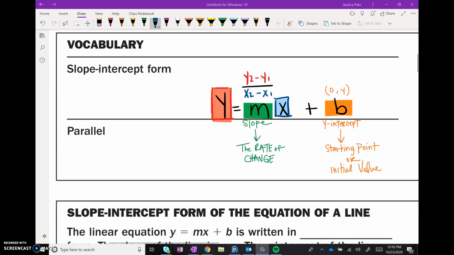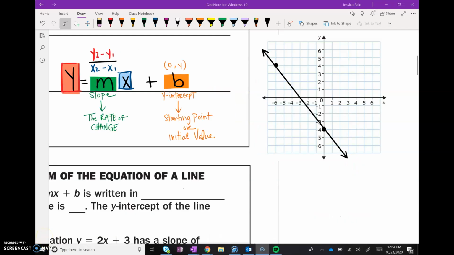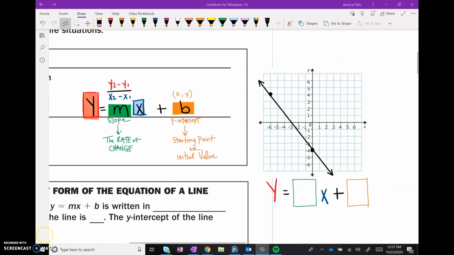Let's do an example. You are given the graph of this equation, and you have to find the equation in slope-intercept form. You need to find the slope and the y-intercept. First, identify the starting point, or the y-intercept. This is where the graph of the line is crossing the y-axis.